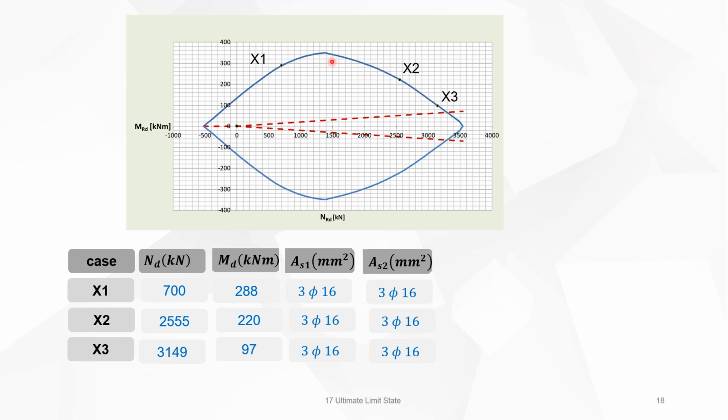So if you plot all those different points, you have a graph. It's called an interaction diagram. So you will see that for one section with a fixed reinforcement, you have an infinite number of possibilities for normal force and bending moment acting on the section.